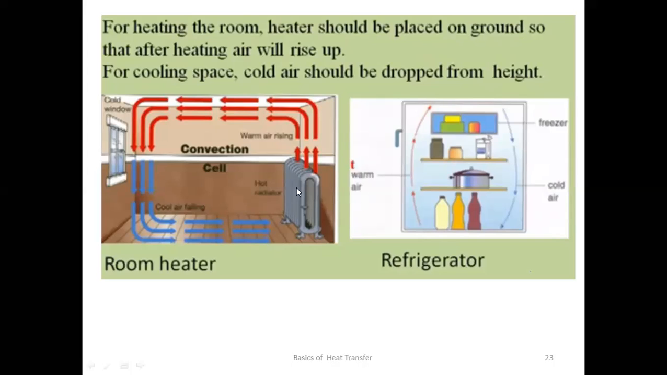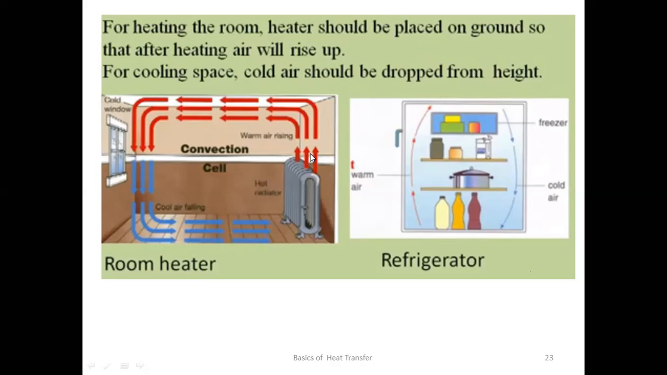So see here, the room is there and the radiator is kept there, and when cold air comes from the cold window, cold air has high density, it will go to the bottom side, and it will take the heat from the radiator, and after that its density drops, and again it will go to the top side.